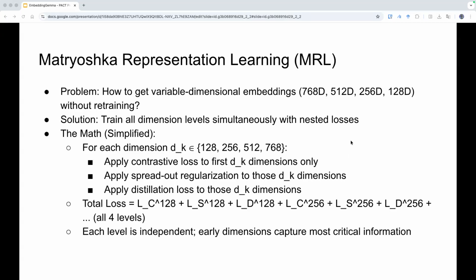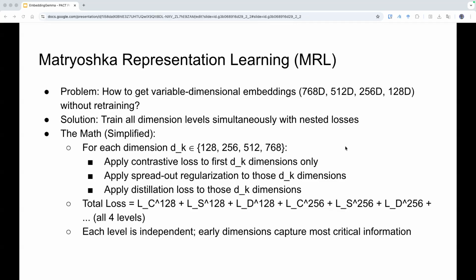Yes. So it's the first 128, then the first 256, then the first 512, and 768 is the complete one. So they are prioritizing that. That helps, and there are a lot of benefits to this. Just a quick question along the way.